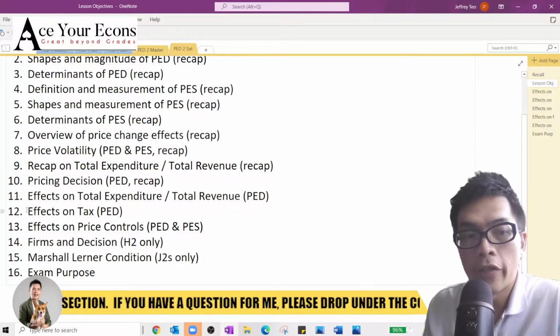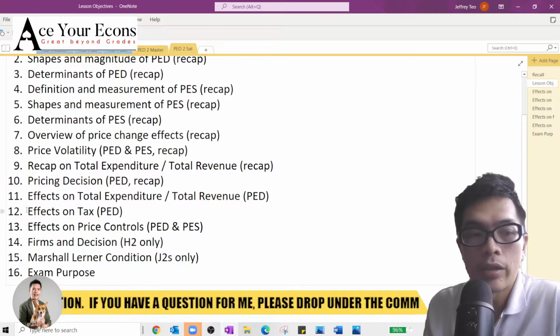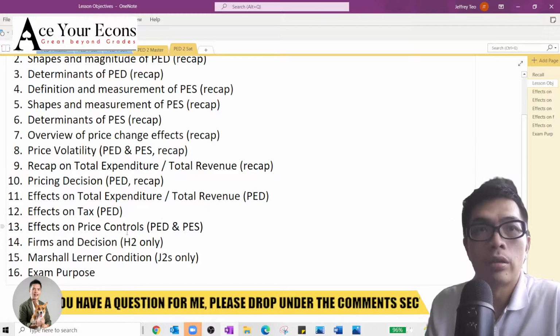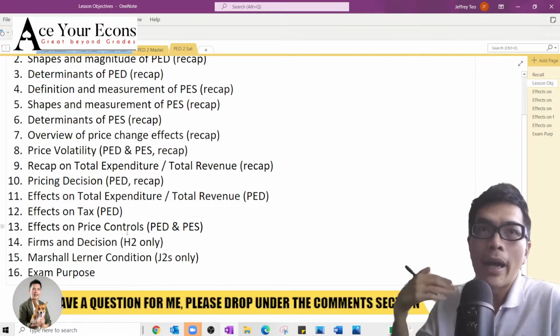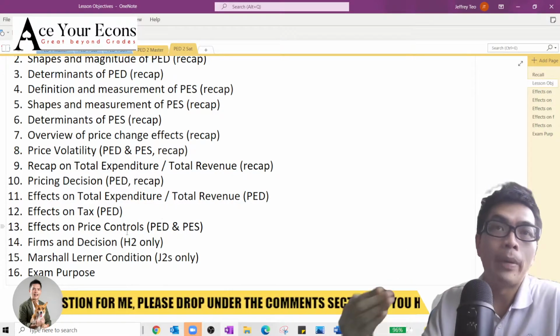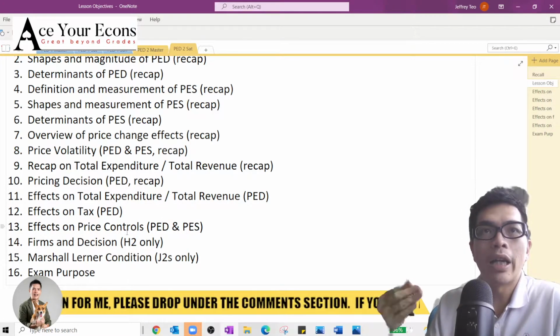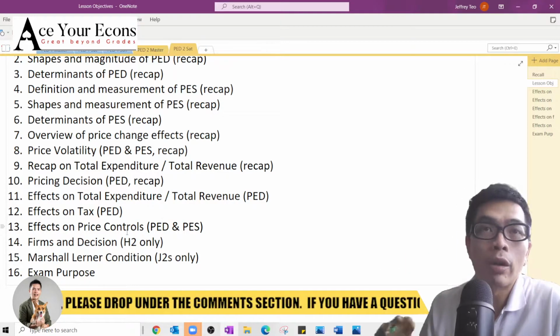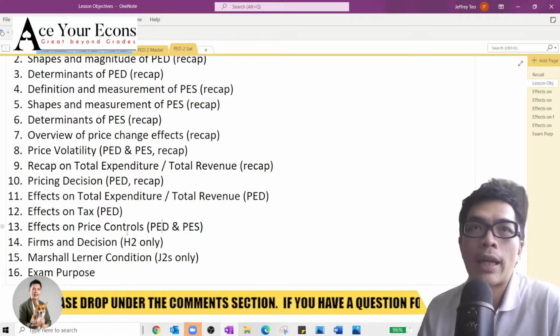Item 12, effects on tax. This will be related to market failure in the future. So I will be covering some advanced concepts here. When I cover this, you may or may not know. It's okay. But I would like you to take down notes, because eventually we will cover them and you will understand them.